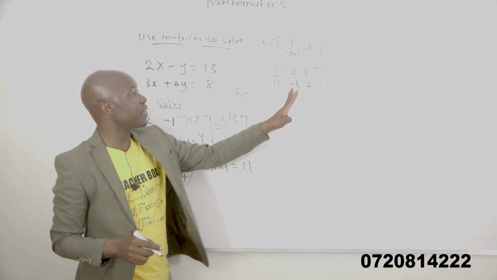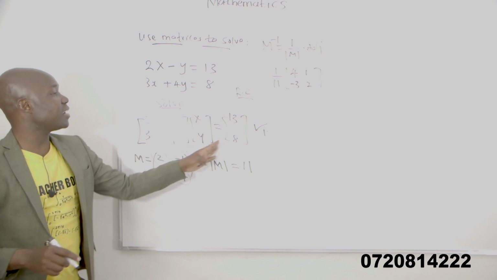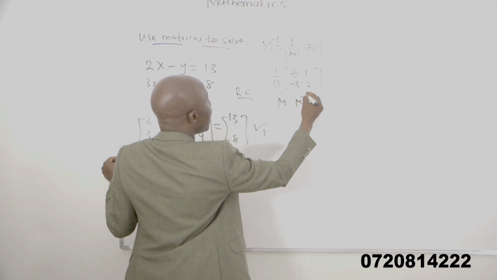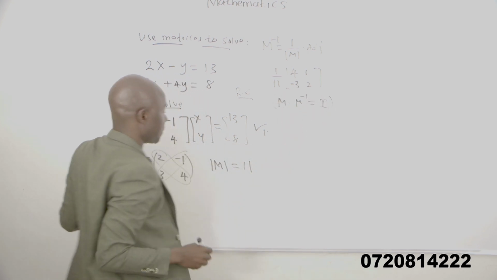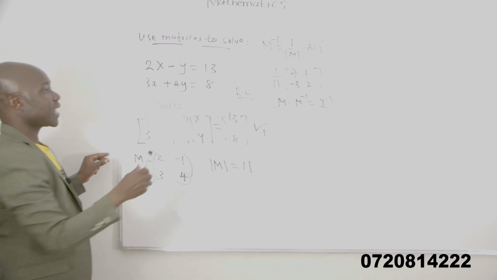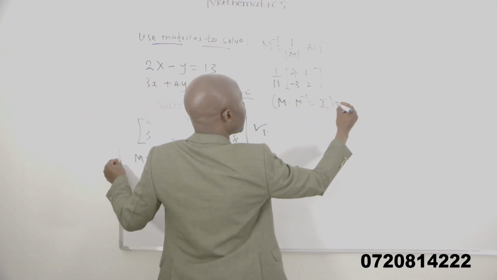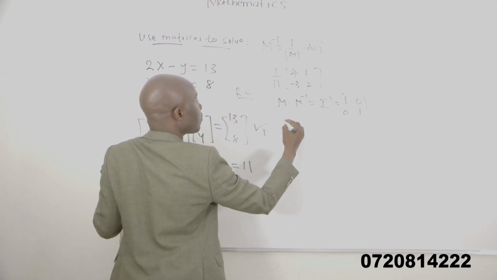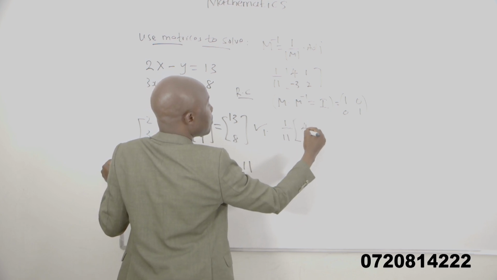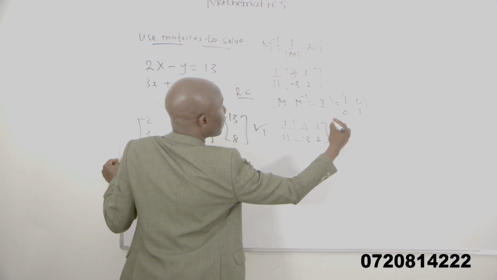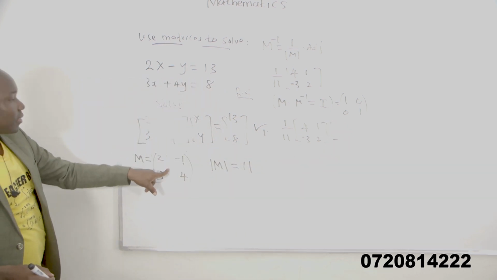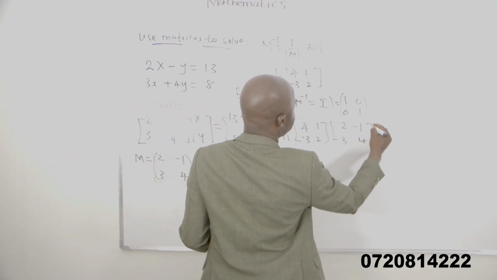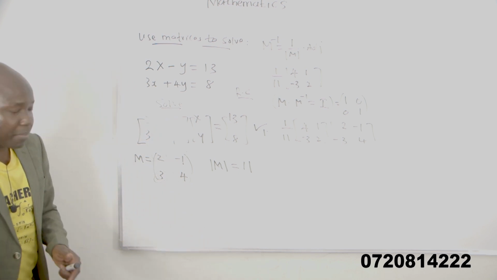Then the moment you find the inverse, you multiply both sides by the inverse. But remember, whenever you take a matrix times its inverse, you get the identity. What do I mean by identity? Let us take this matrix. You should get something like 1, 0, 0, 1. So if you take that inverse, which is 1 over 11, 4, 1, -3, 2, and multiply by the matrix itself, which was 2, -1, 3, 4, let's try and see what is coming out.